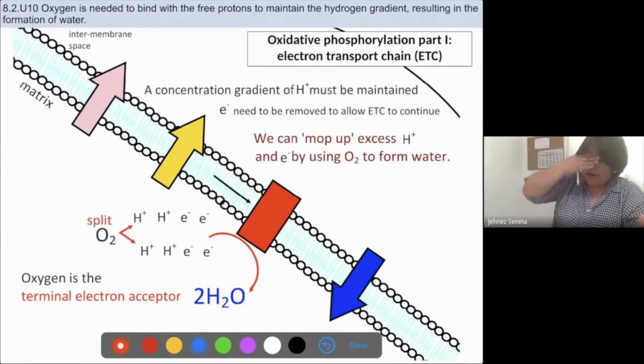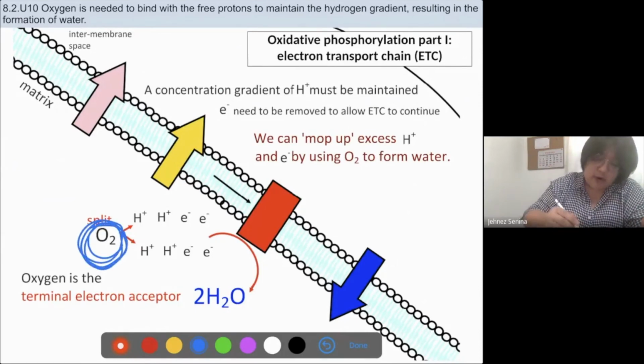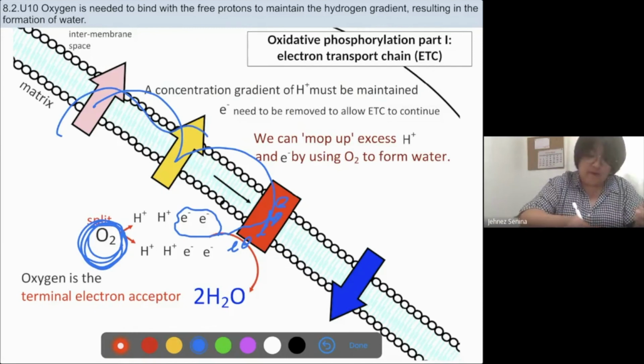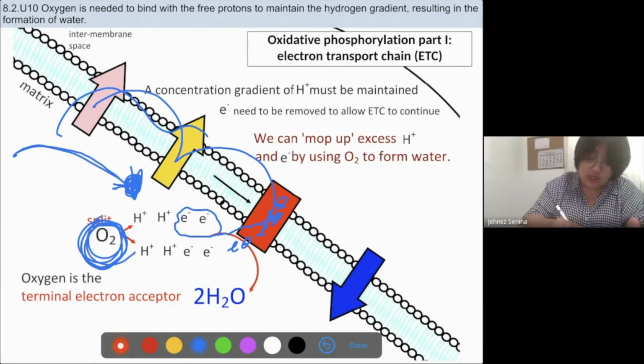Okay, so oxygen is your final electron acceptor. Now this is important. Remember how electrons flow from here to here to here. If nothing will accept the electrons, the electrons will just build up here, and it will stop further oxidations because there's a buildup of electrons. Electrons need to be removed so that this can keep flowing. If there's a buildup of electrons here, there's no need for electrons to keep flowing. So the final electron acceptor is oxygen.